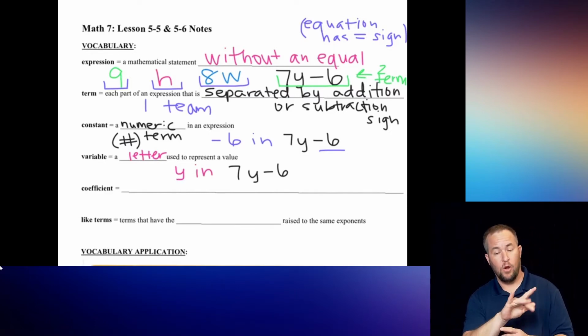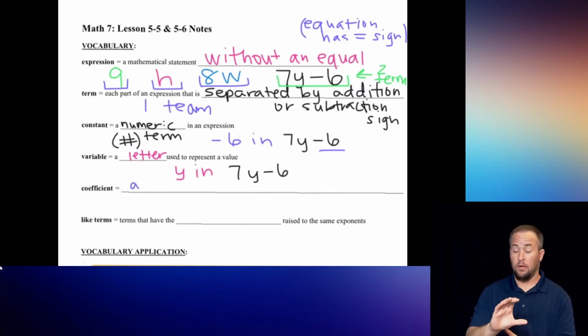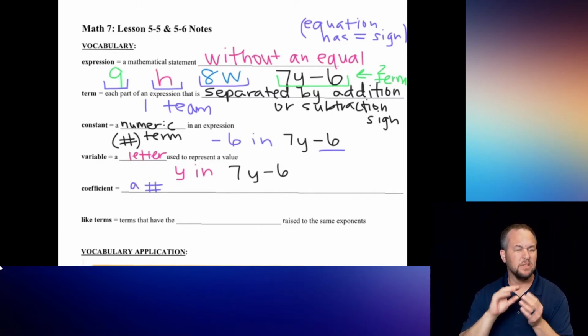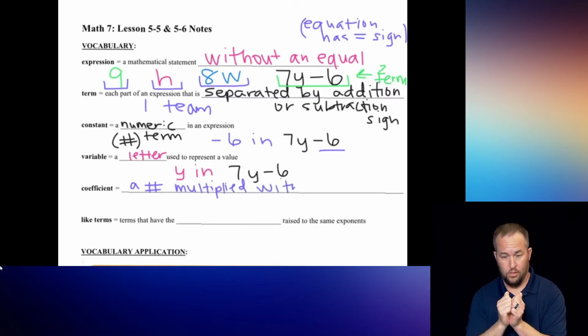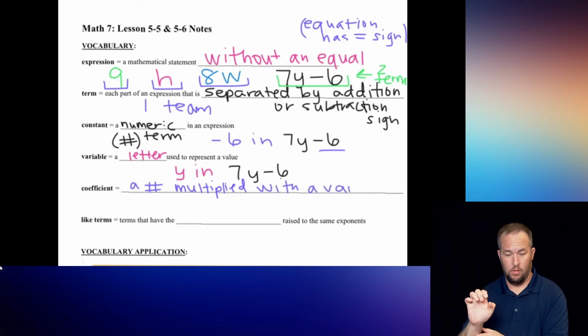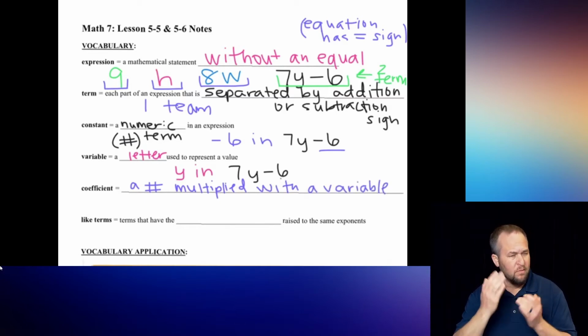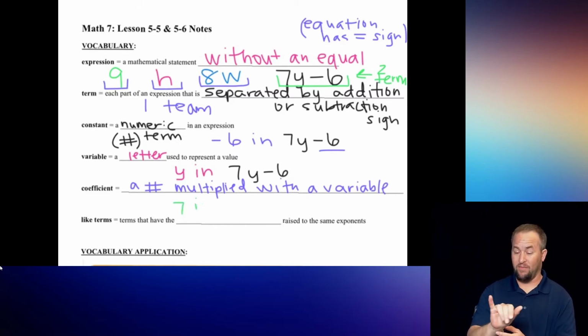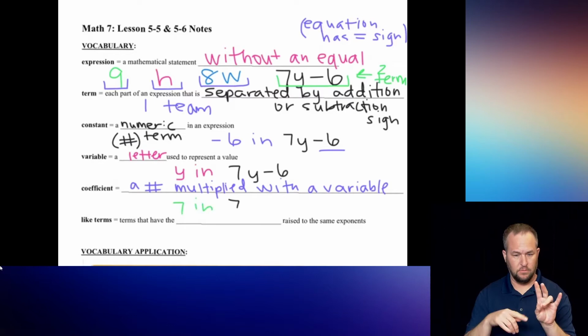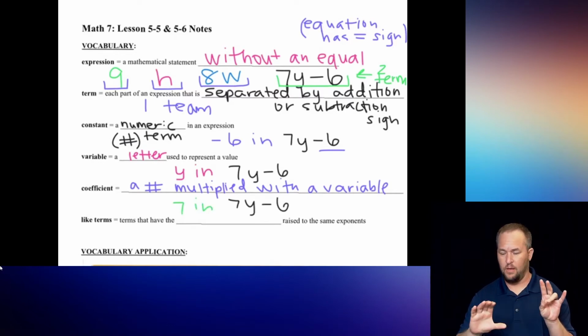And then the last part of this expression is the coefficient, which is a number, and I'm just going to abbreviate for notes, a number multiplied with a variable. So like I said, that's the last part of the expression. So therefore, it is the 7 in that 7y minus 6 expression.